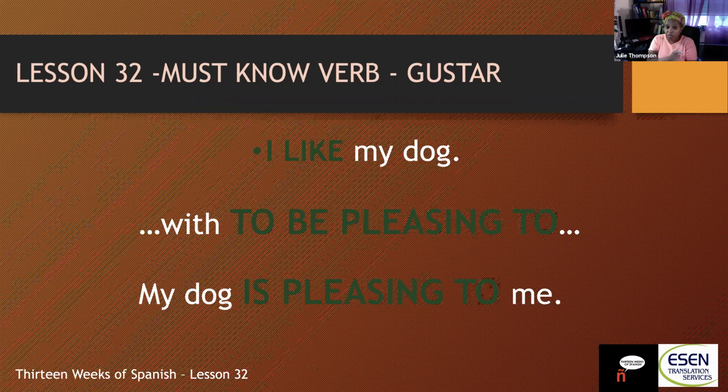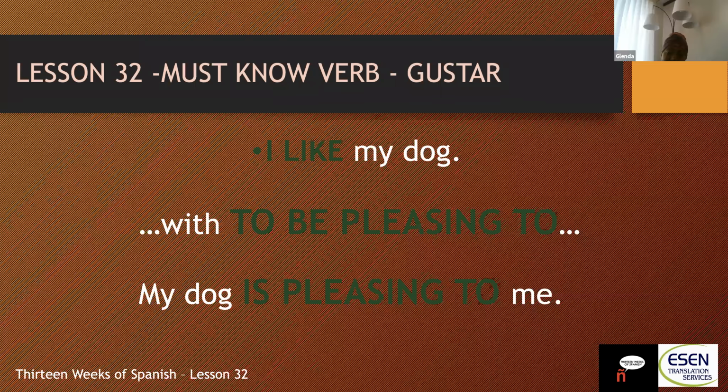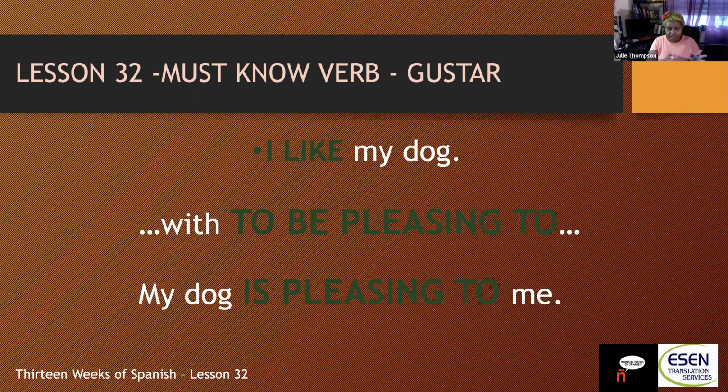This is the switch we have to make. If I like my dog, it's because my dog is pleasing to me. If I don't like my dog, it's because my dog is not pleasing to me. And so it's the pleasing, to be pleasing to. That's the relationship we have to think of to get gustar right.